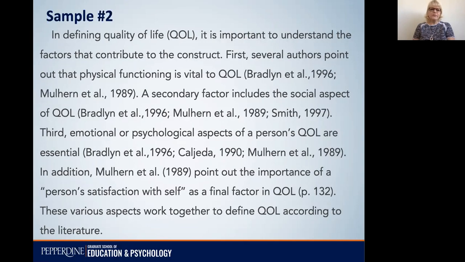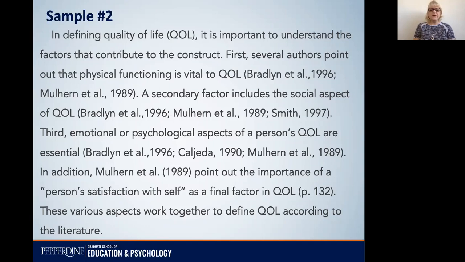Here's sample 2. In defining quality of life, it is important to understand the factors that contribute to the construct. First, several authors point out that physical functioning is vital to QOL. A secondary factor includes the social aspect of QOL. Third, emotional or psychological aspects of a person's QOL are essential. In addition, Mulhern et al. point out the importance of a person's satisfaction with self as a final factor. These various aspects work together to define QOL.